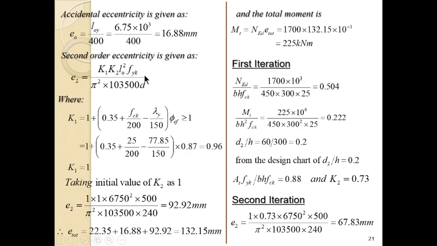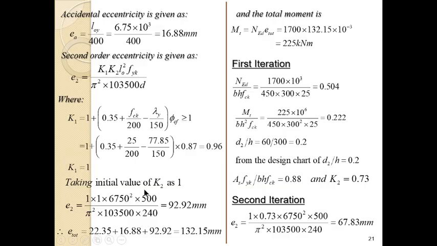For the second order eccentricity, remember this formula: K1 K2 L naught squared Fyk, all over pi squared, 103,500t. So this is the formula that we use, where K1 is this. We can come to this formula to calculate K1. This is 1, this is 0.35. F is the cylindrical strength of concrete, which is given as 25. Lambda y is the slenderness ratio in the minor axis. So when we put in all these and the effective creep ratio, it gave us 0.96, but the formula says that K1 must be greater than or equal to 1. So we have to use K1 as 1.